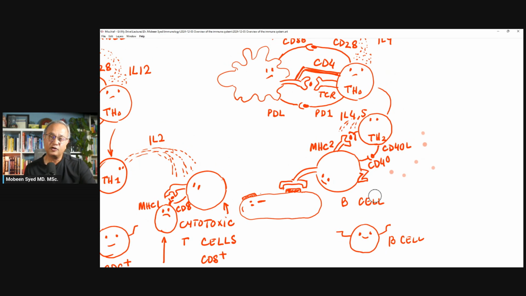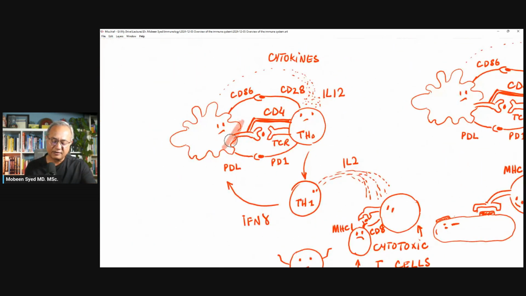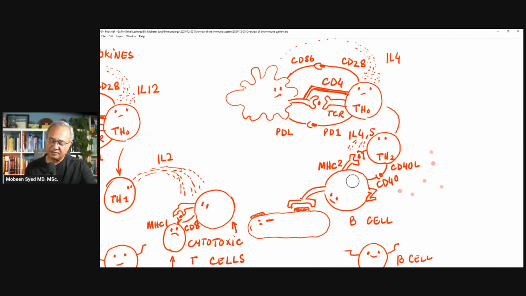However, they present it for their own activation. Here, the macrophage or dendritic cell was presenting it for other cells' activation. It was activating T helper 0. Here, when the B cell presents MHC2 and binds with T helper 2, this presentation is for this B cell to become activated. It's a selfish behavior: the B cell says, I'm going to present to you an antigen, but in return, I want to be activated.